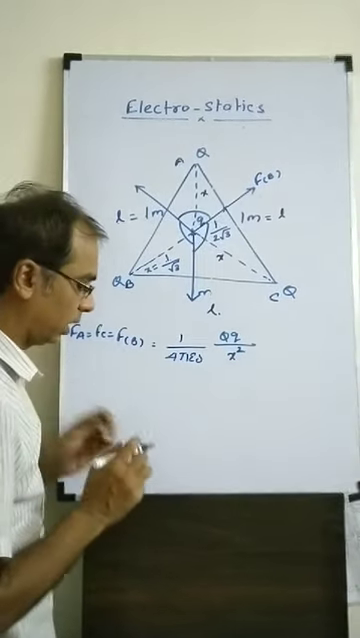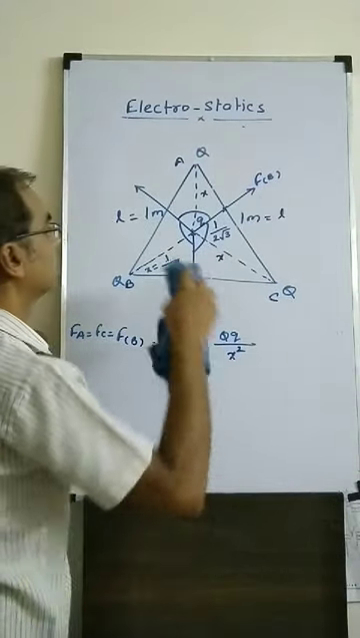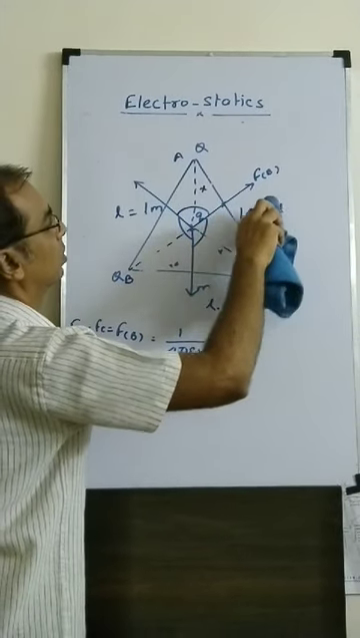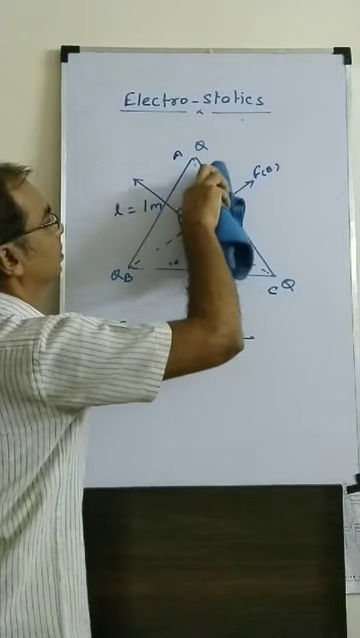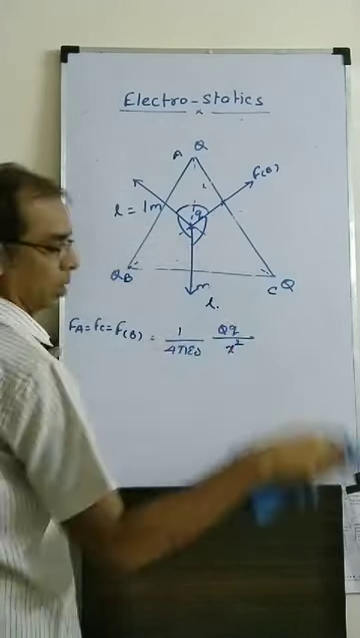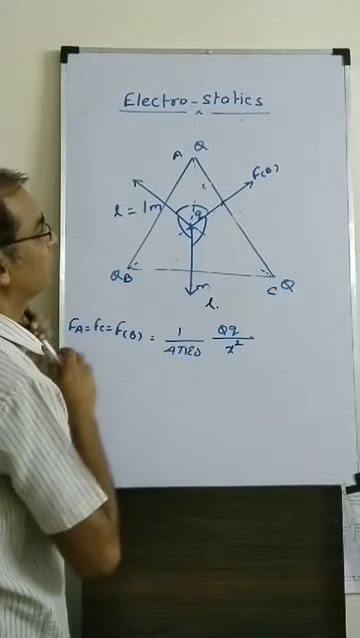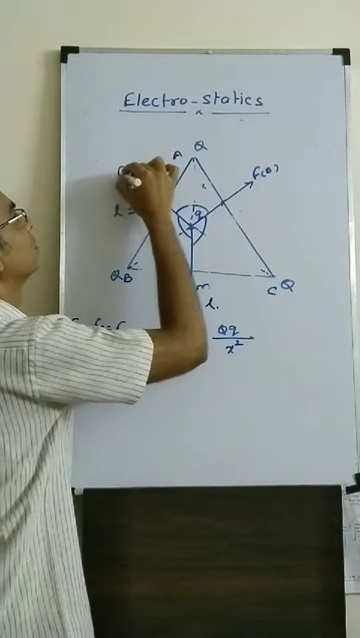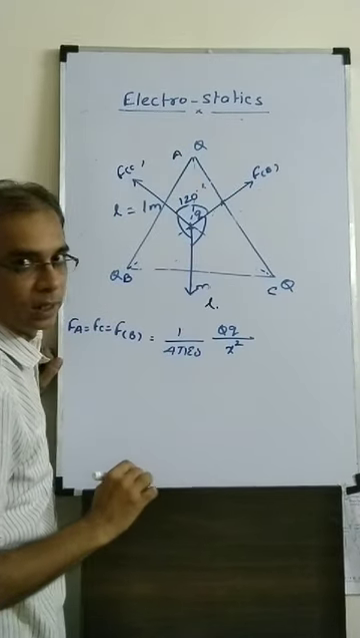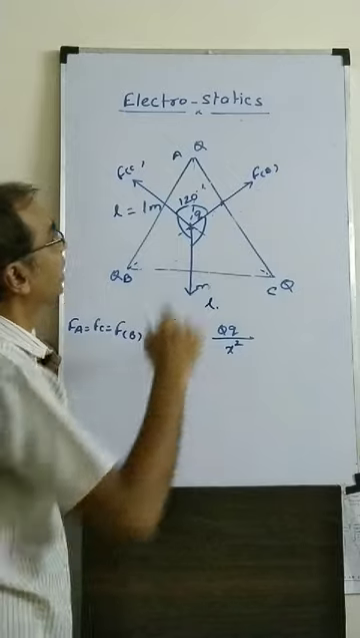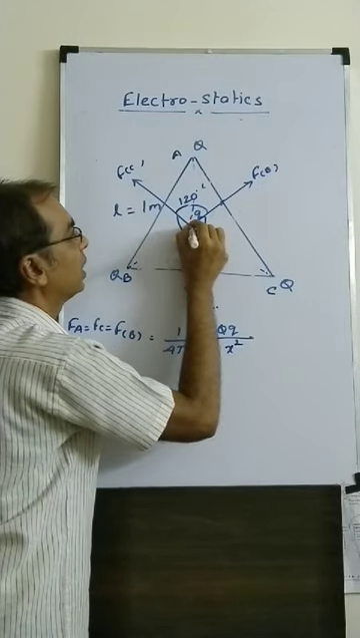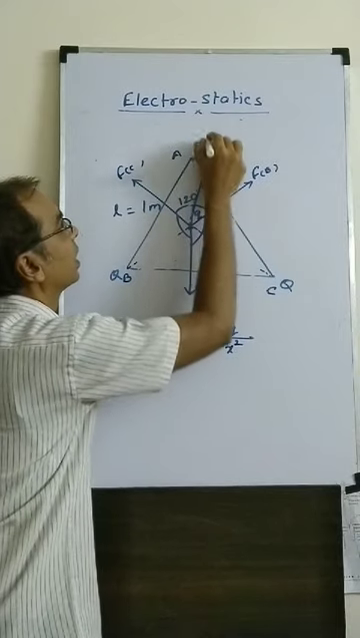Now how to add this? There are 3 forces, right? So first of all, I am removing this here. All these are not required at the moment. So first I am adding this FC and FB. What is the angle between them? I told you the angle between them is 120 degrees. Right? And since this force and this force are equal, the resultant will be in which direction? It will be bisecting the angle, like this.